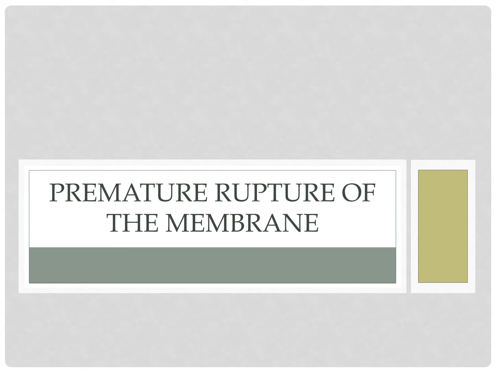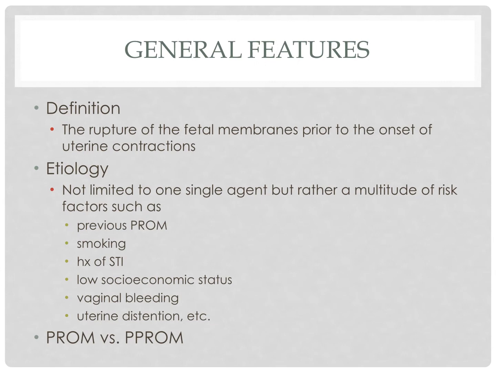Hi, my topic is premature rupture of the membrane, also known as PROM. I will briefly be discussing the main points about this topic. To begin, the definition of PROM is a condition that can occur in pregnancy and is described as any rupture of fetal membranes prior to the onset of uterine contractions.